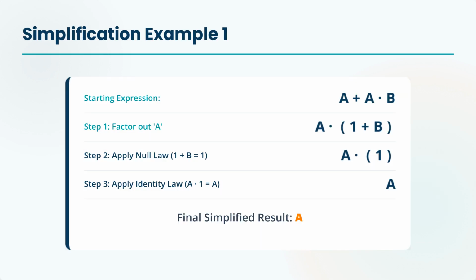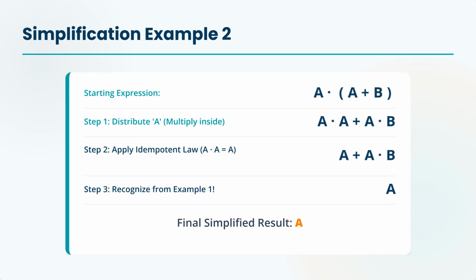Here is a simplification example. Starting with A plus A times B, we factor out A to get A times (1 plus B). Then, applying the null law, 1 plus B equals 1, resulting in A times 1. Finally, using the identity law, the simplified result is A.